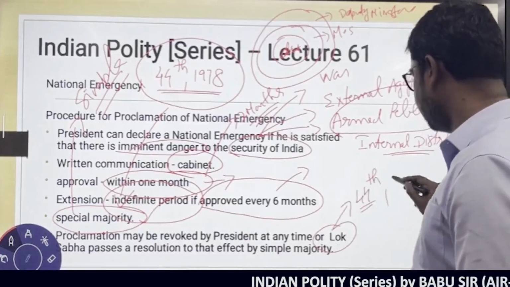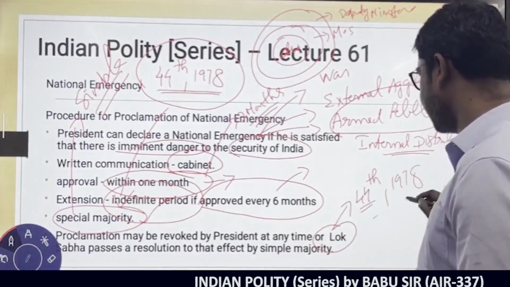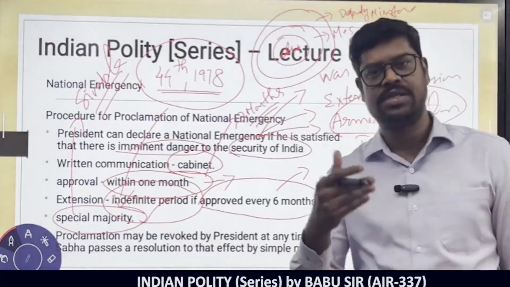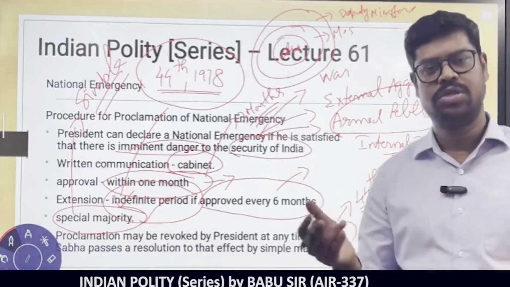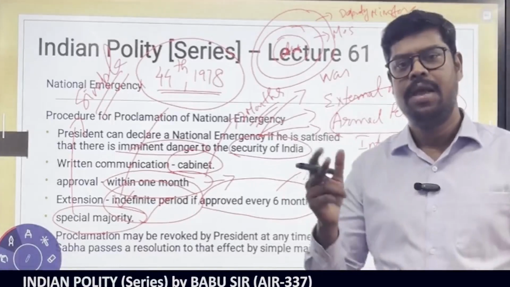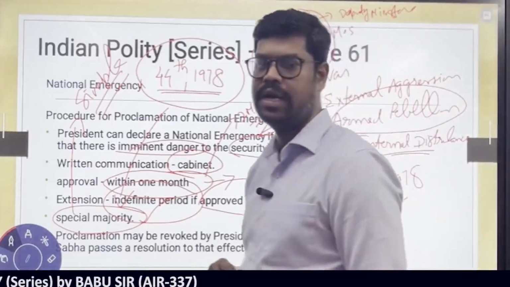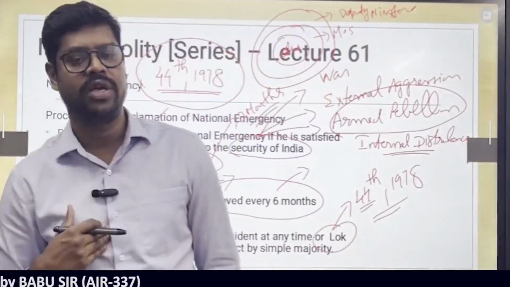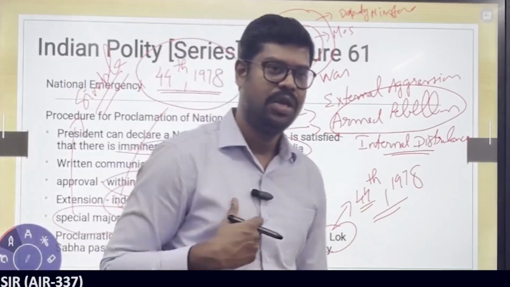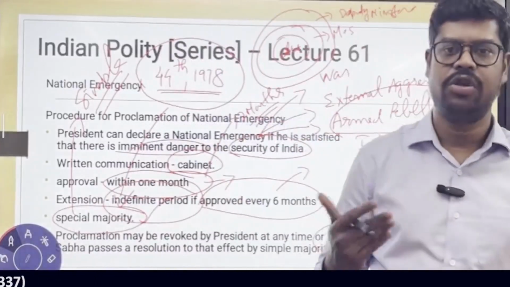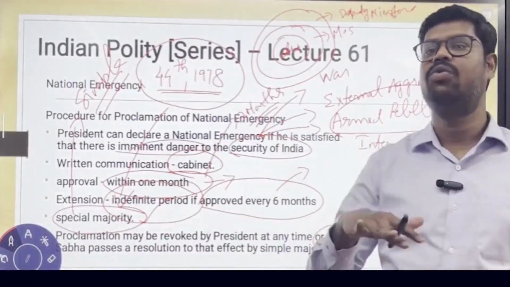So today there are two ways by which a national emergency can be brought to an end. One way is the President can revoke it at any time, which was there in the original constitution also. But there is an alternative route that was added by the 44th Constitutional Amendment Act. Suppose the President is not revoking the national emergency, alternatively what is the route?